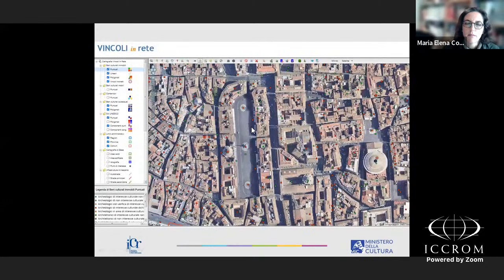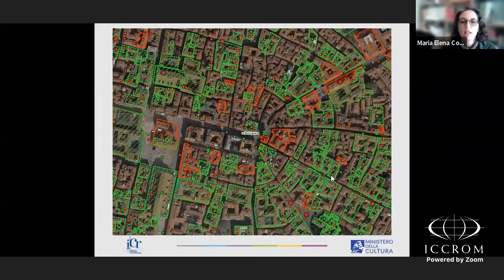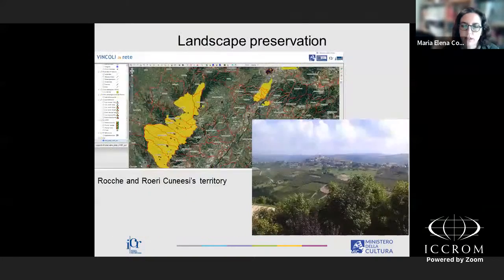And this is an image of the very center of Rome with all these points that are circular if they are archaeological, square if they are architectural. The red ones mean they have a specific decree. And it can also happen, like here in Bologna, that we can insert perimeters in order to be clearer about which parts of the center, of the city or the territory, contain important information in our database.